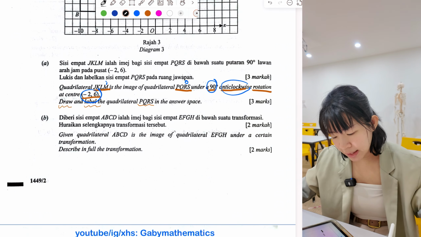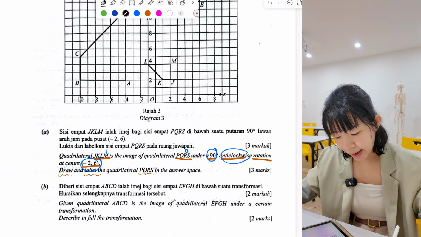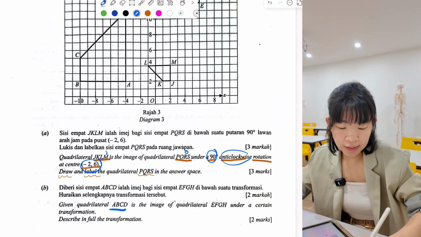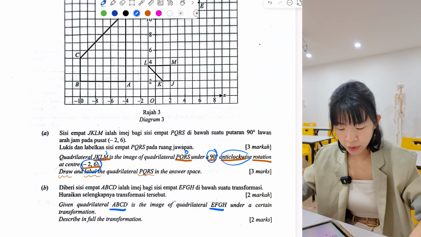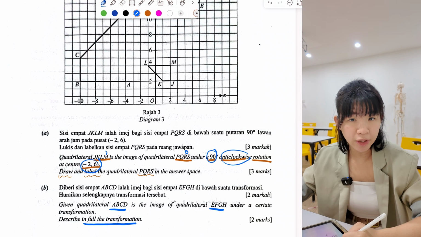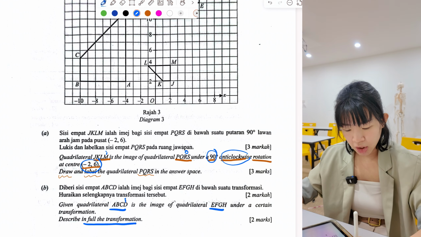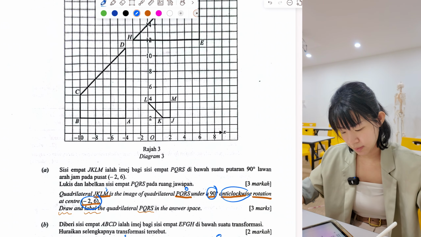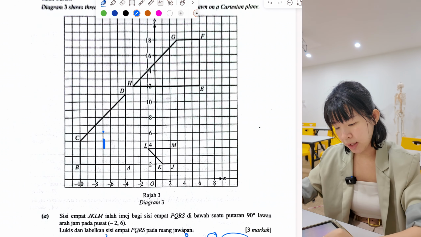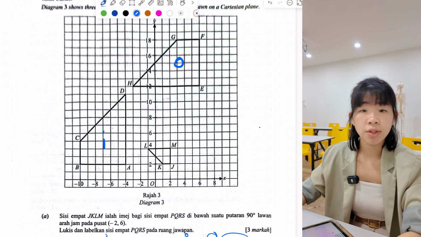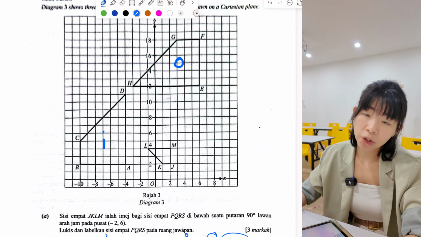Part B. Given quadrilateral ABCD, ABCD is the image of EFGH under a certain transformation. Describe in full what transformation this is. ABCD is image, EFGH is object. From object to image. So can you picture what transformation?